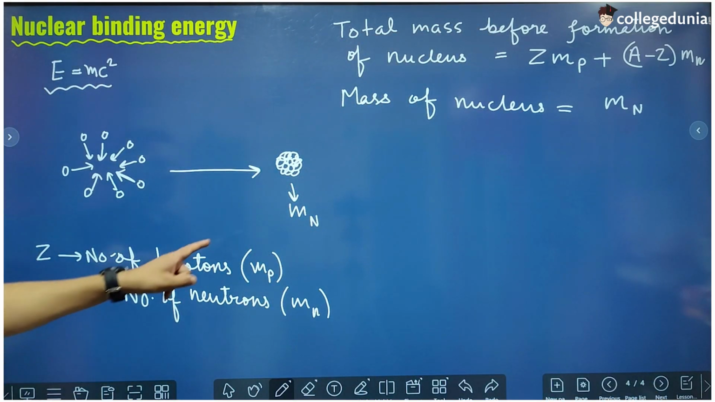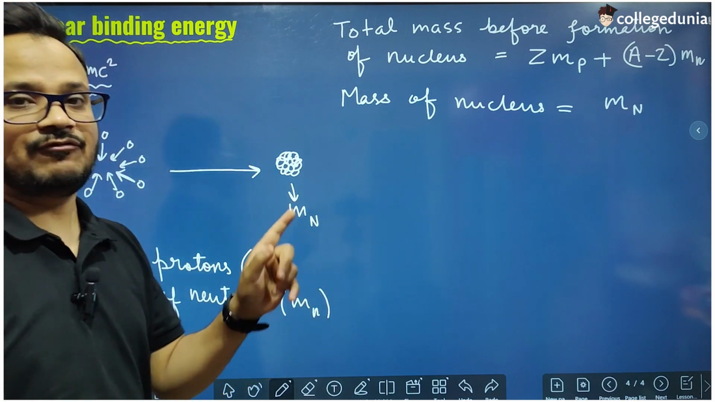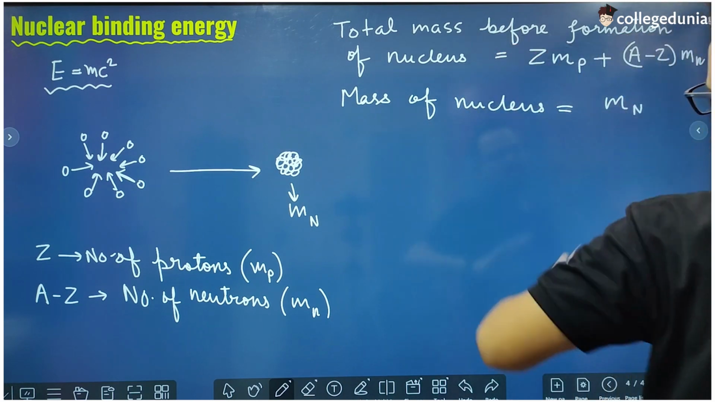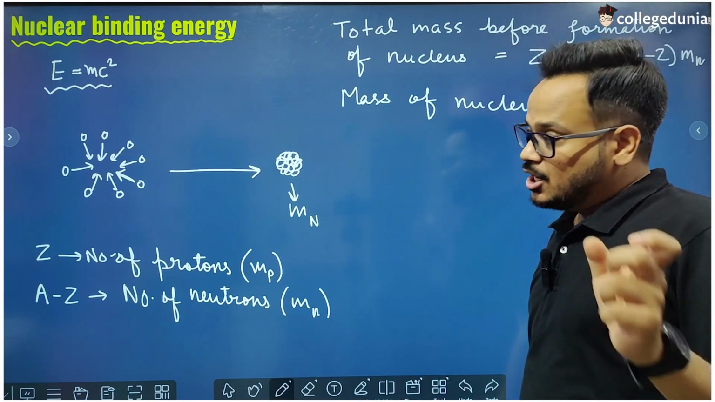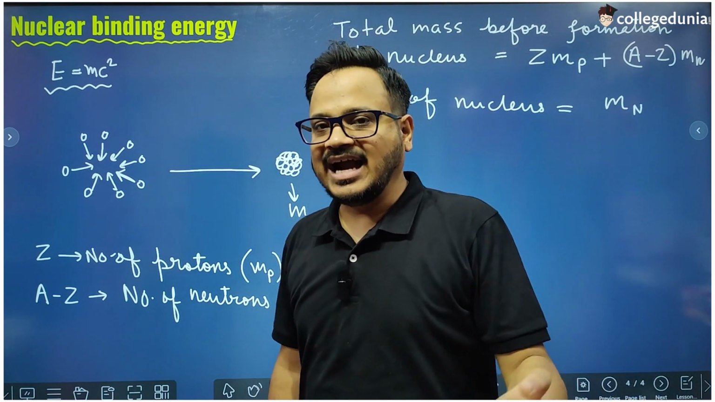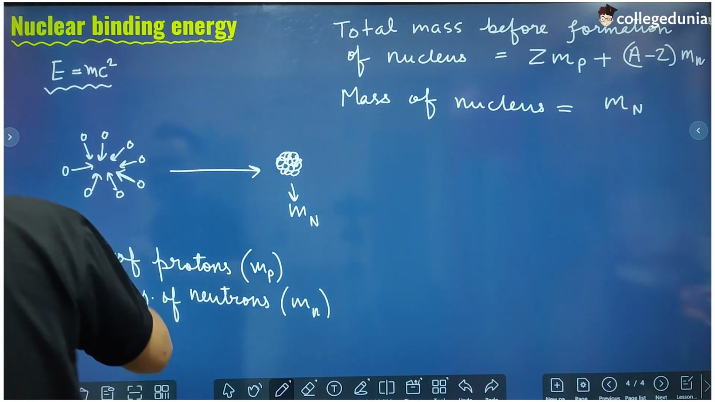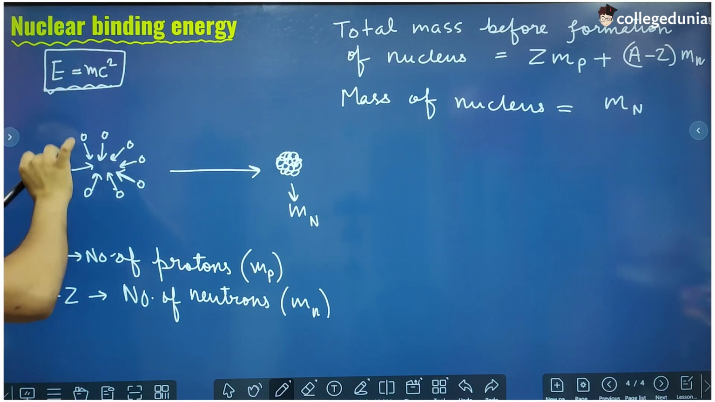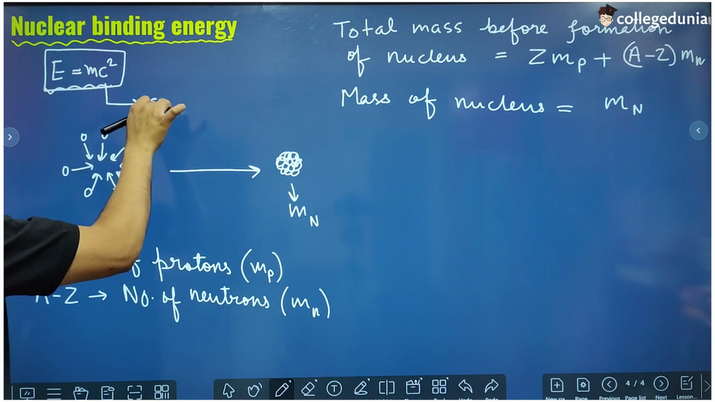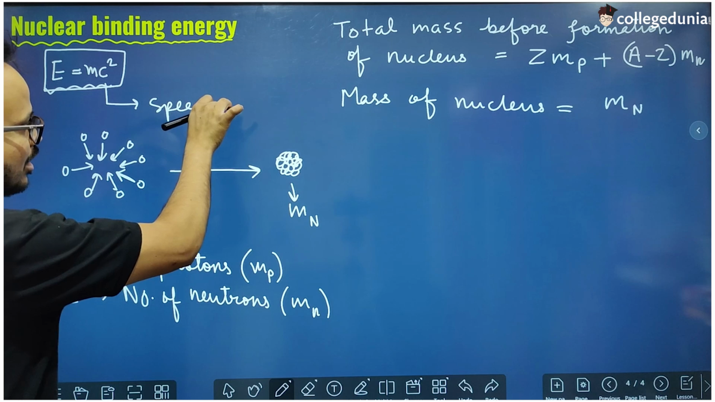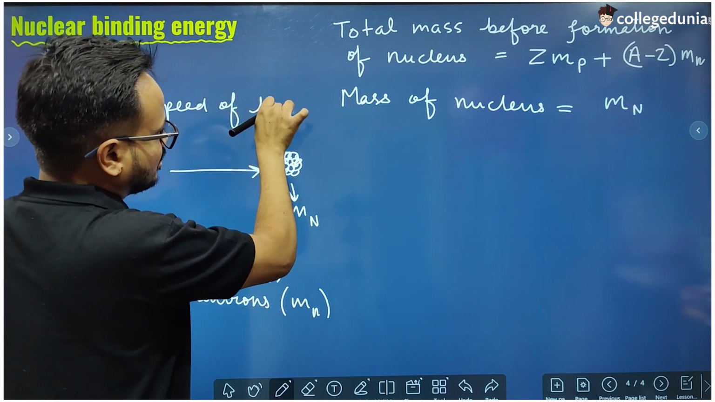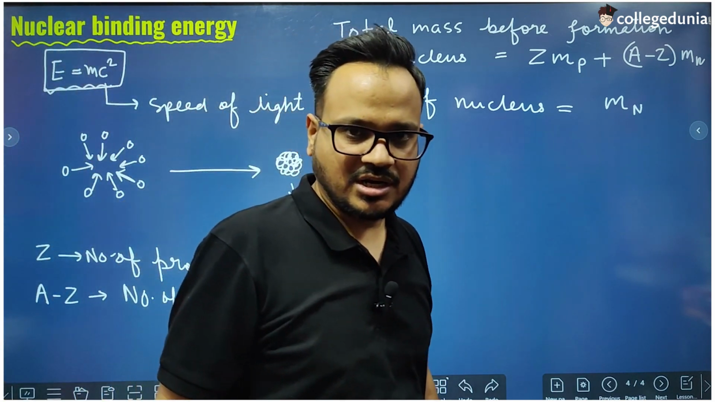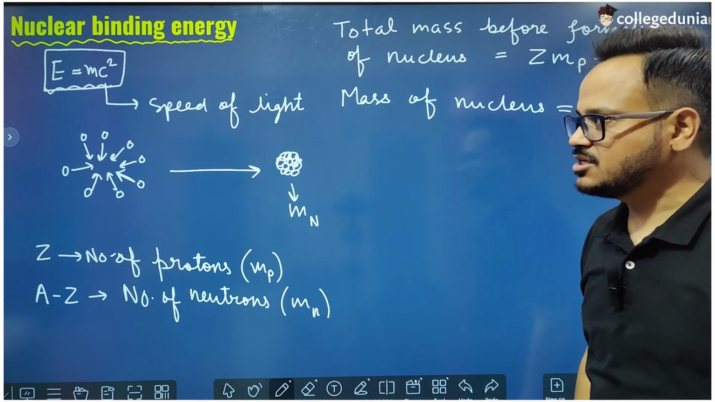So it is observed that the mass of the nucleus after the formation is always less than the total mass of the nucleons. So some mass is destroyed during the formation of the nucleus, and that mass is converted into energy according to the equation E equals m c squared, right? This c is the speed of light, and the value of the speed of light is 3 into 10 raised to power 8 meter per second. So c square is 9 into 10 raised to power 16.